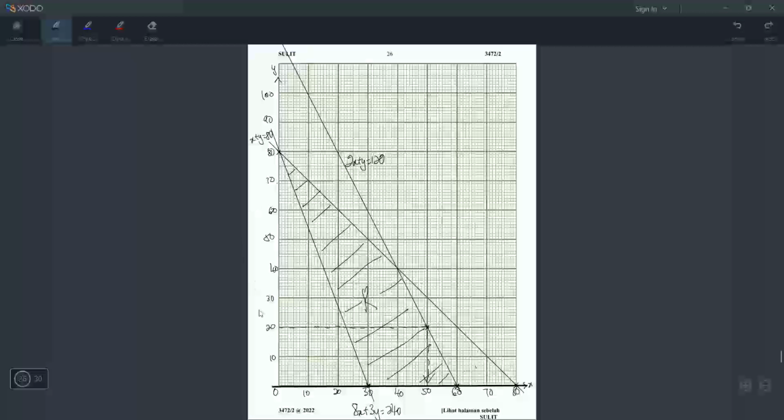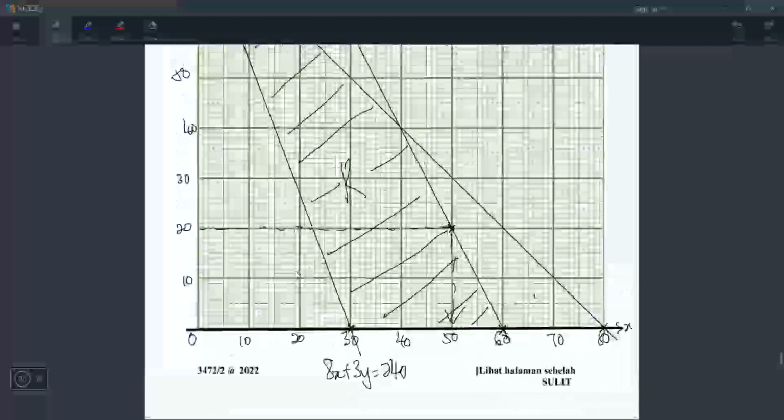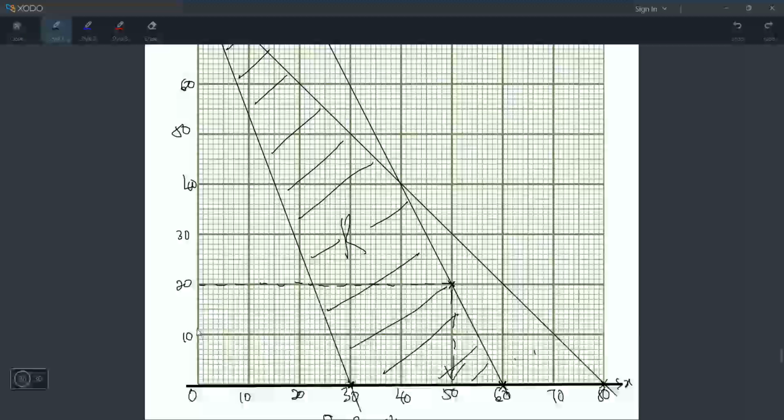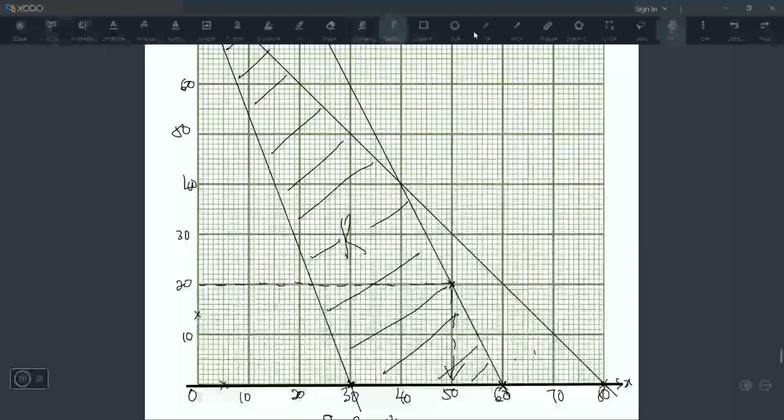Let's plot 0, 14. Okay, I need to enlarge. So maybe somewhere, okay, here 10, right? So 11, 12, 13, 14. So this is the 0, 14. And then where is the 50? Here, right? And remember, when you join these two points, it has to be a dotted line.